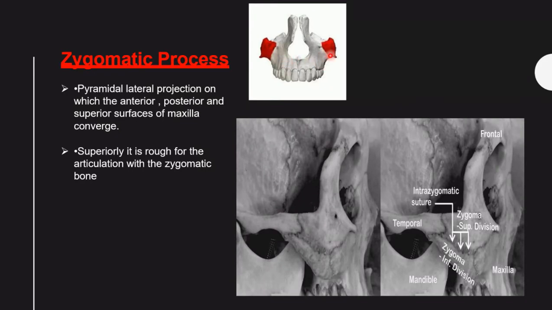And the zygomatic process attachment is over here, as you know that this is the maxilla, and this is the zygomatic process. Okay, I told you. So the ZF suture, ZM suture and ZT suture. This is the zygomatic bone: zygomatic frontal suture, zygomatic maxillary, and zygomatic temporal suture, as you could see here.